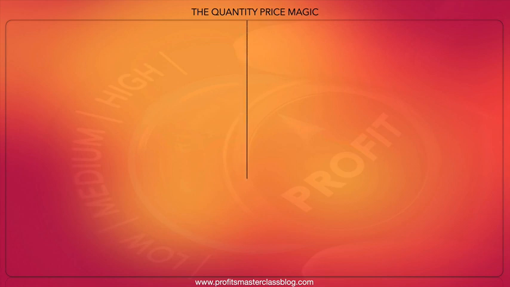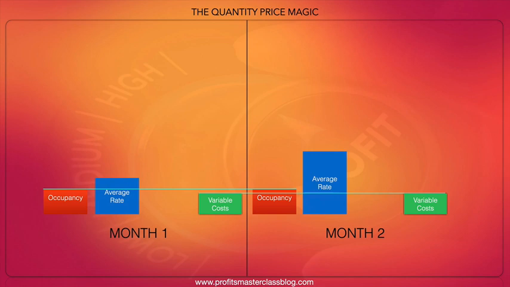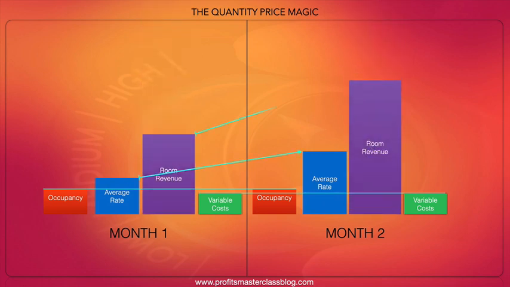Let us look at scenario 1 when room occupancy over 2 months remains the same. Variable costs remain the same as occupancy has not changed over the 2 months. However, average daily rate increases in month 2 compared to month 1. Room revenue goes up in month 2.